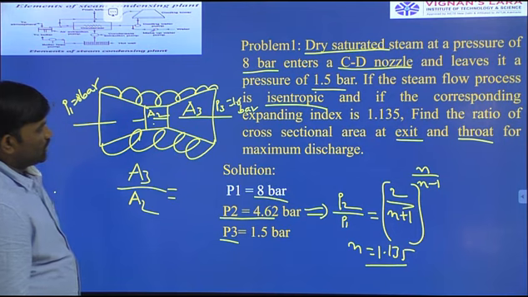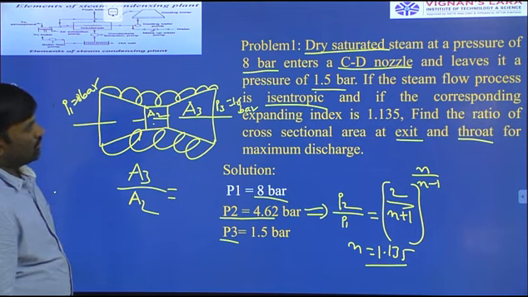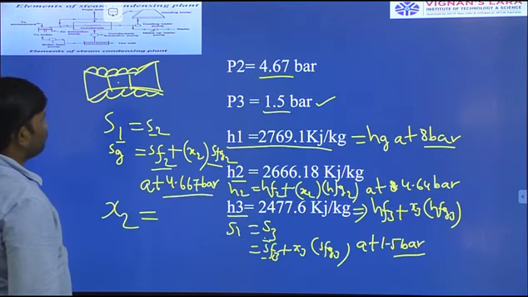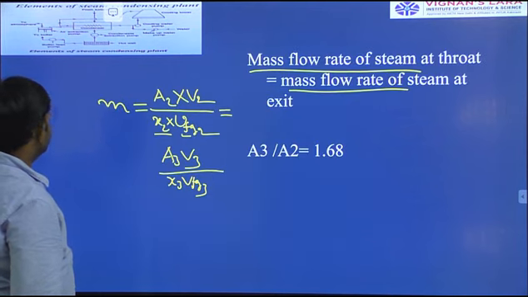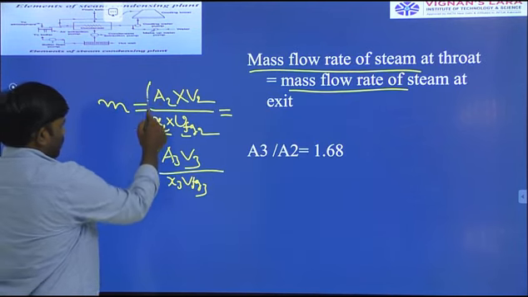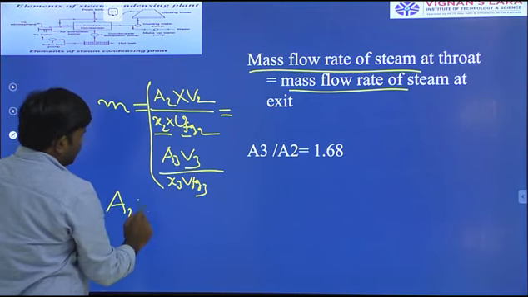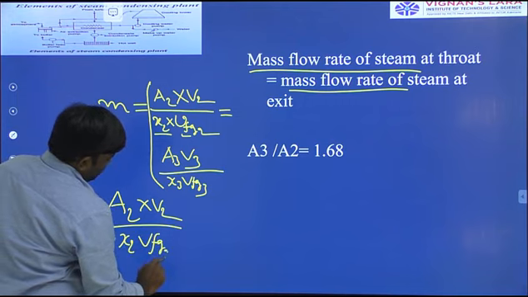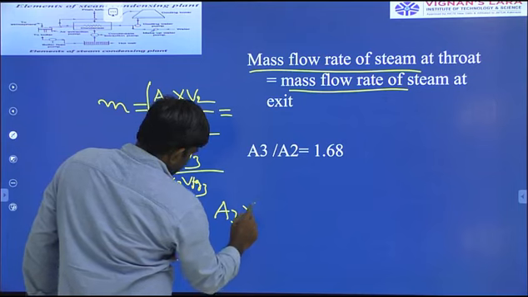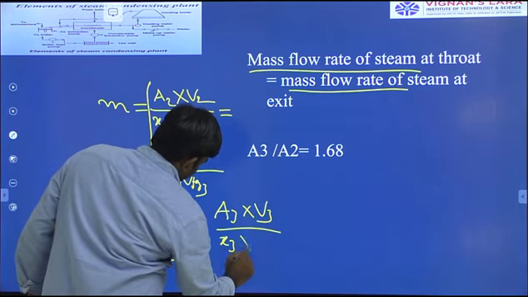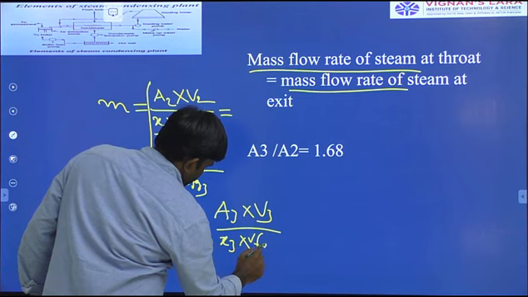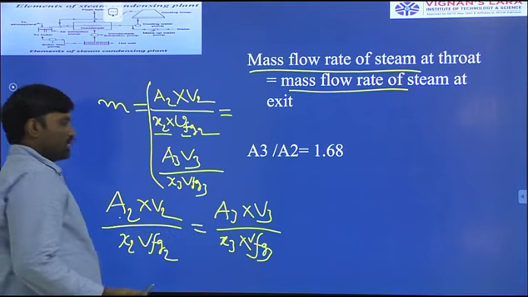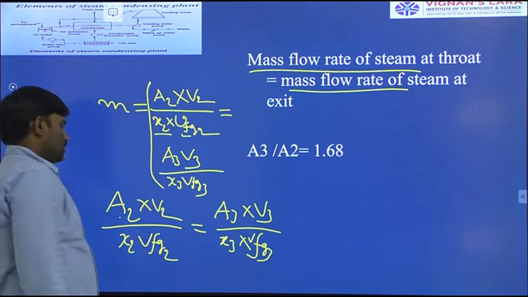How much is the mass flow rate in the present problem? Mass flow rate is not given, so you have to apply this relation only. A2 V2 divided by X2 into VFG2 is equal to A3 V3 divided by X3 into VFG3. Only unknown values are A2 and A3. We have to find the ratio of exit area to the throat area.